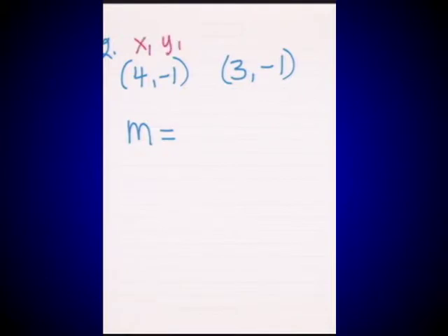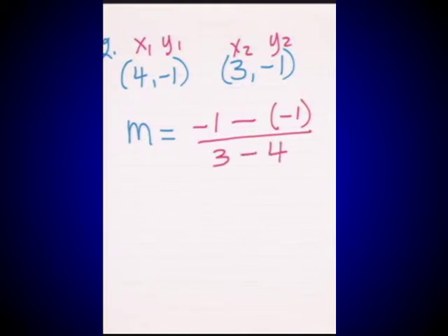First x and y, second x and y. So y sub 2 minus 1, minus in the formula, and then minus 1 for y sub 1, divided by x sub 2, which is 3, minus 4. So m equals negative 1 plus 1 divided by 3 minus 4. Let's go ahead and simplify that. 3 minus 4 then is negative 1.